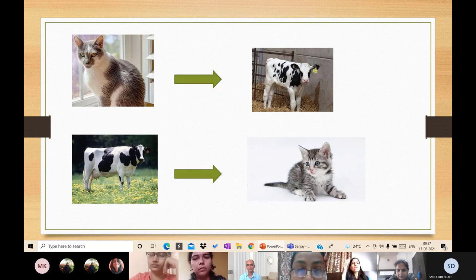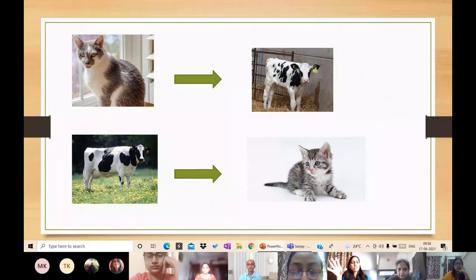Can you tell me what is the process by which an individual gives birth to an individual of the same characters? And I want hands raised, no speaking by themselves. And no camera off. What is the process which leads to the development of individuals of similar traits? You have studied it. Ashwini? Reproduction. Very good, Ashwini.